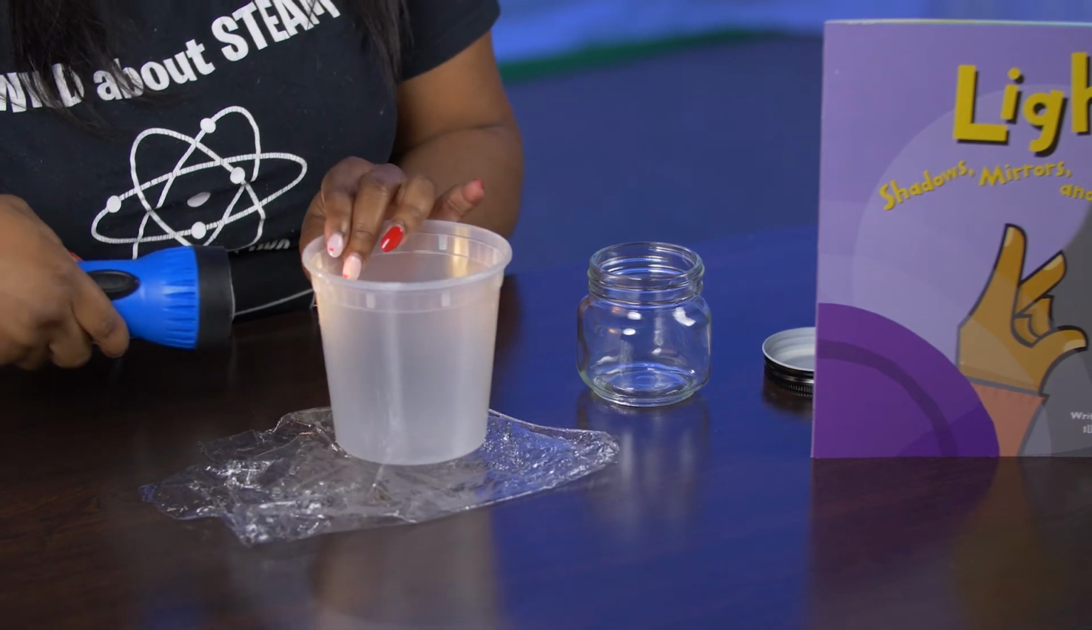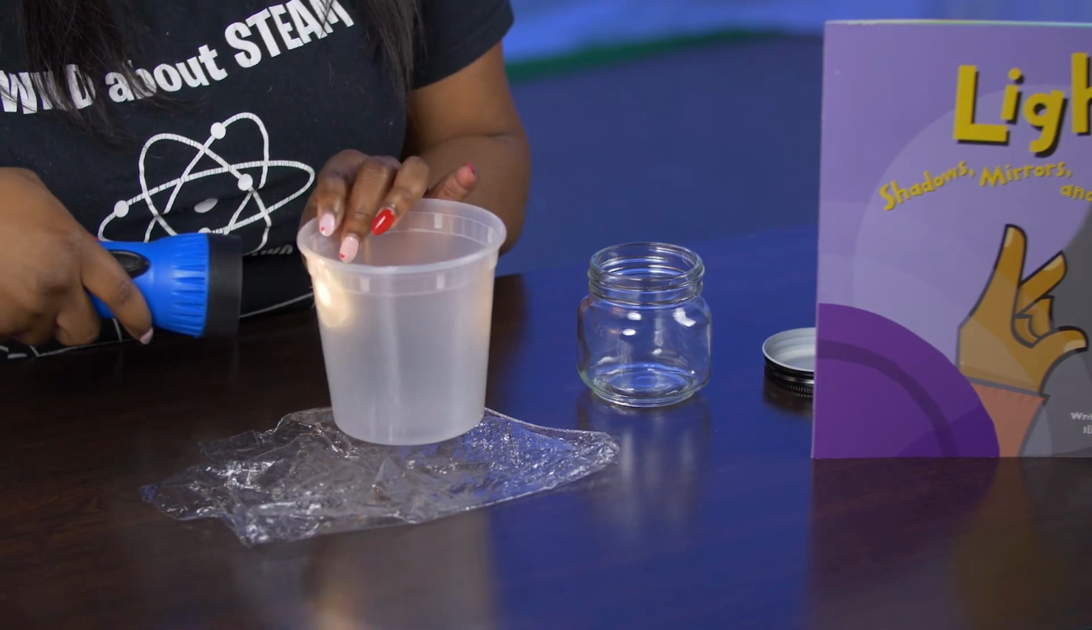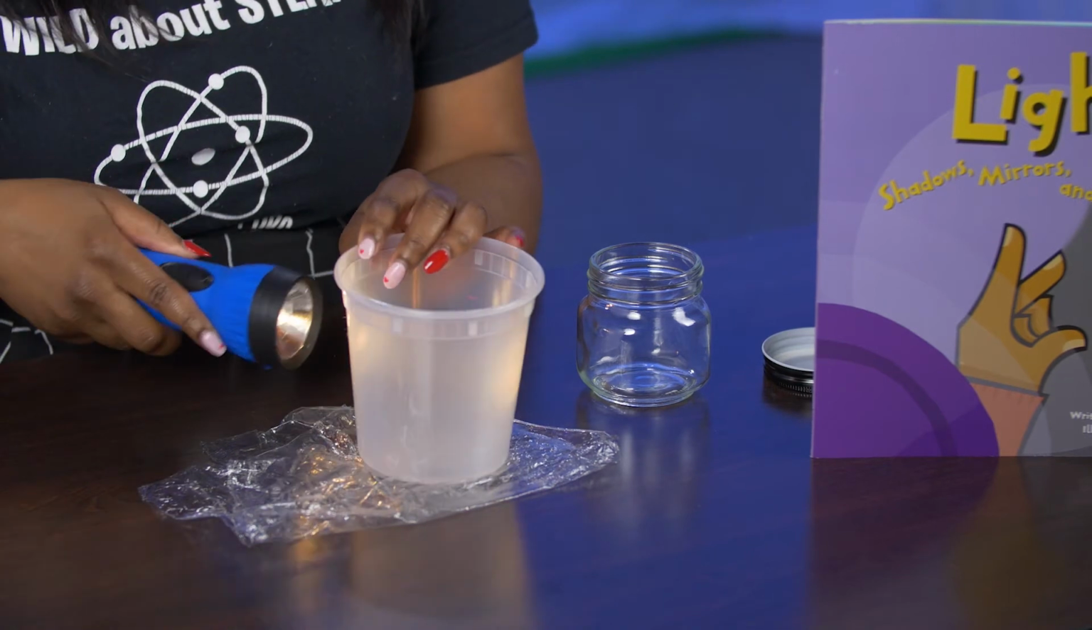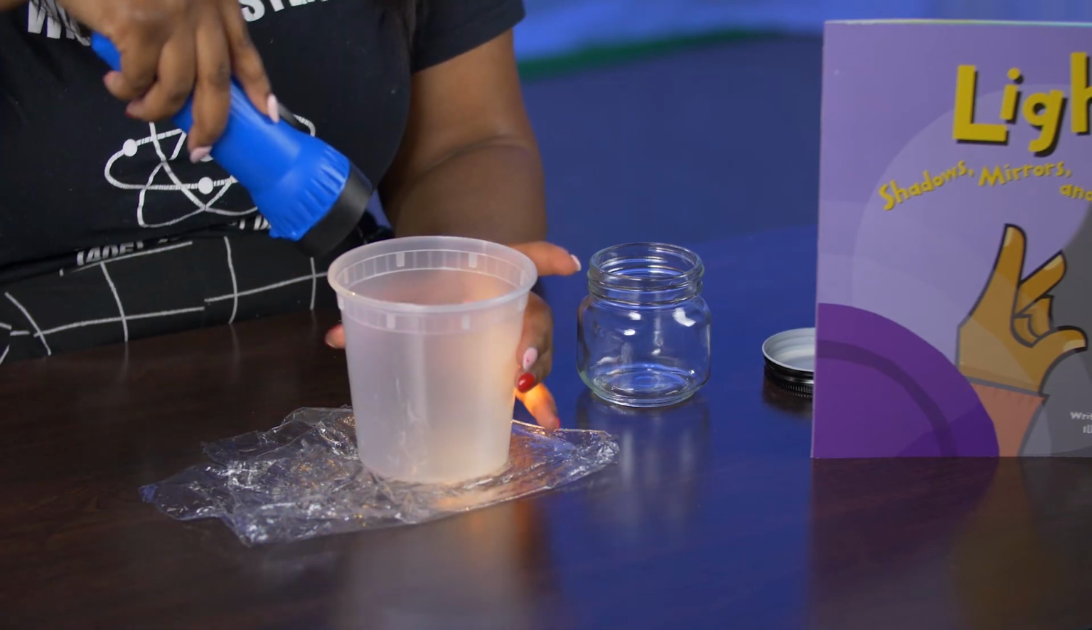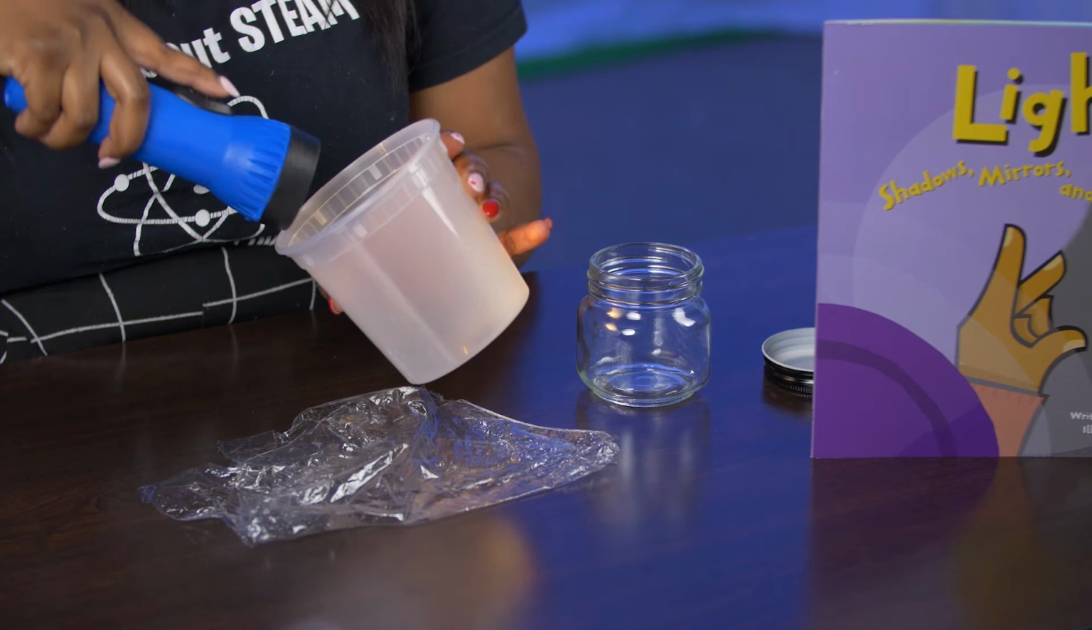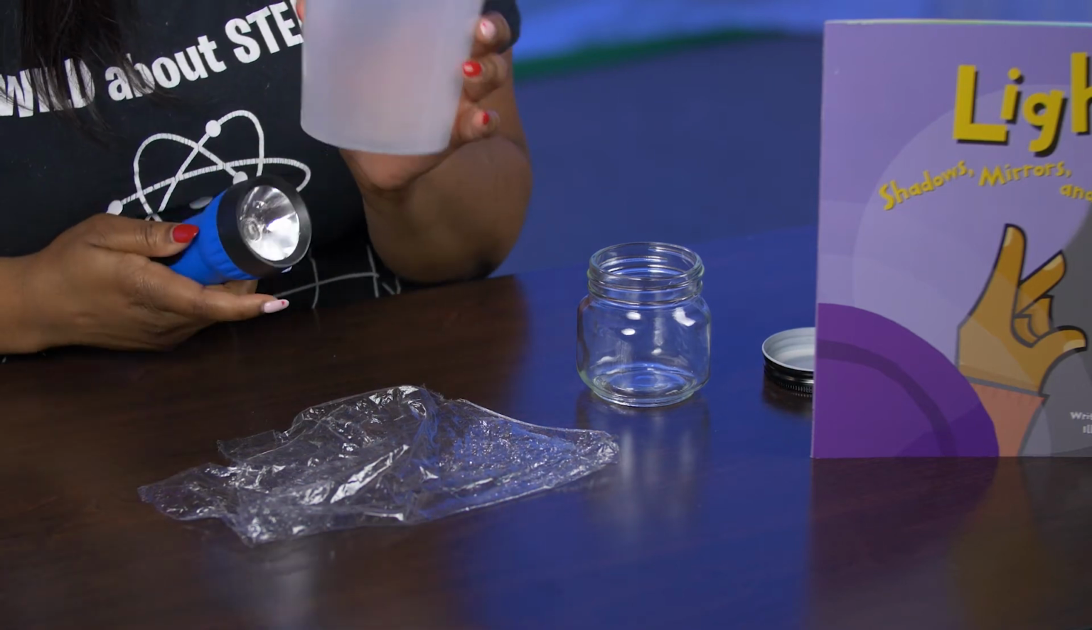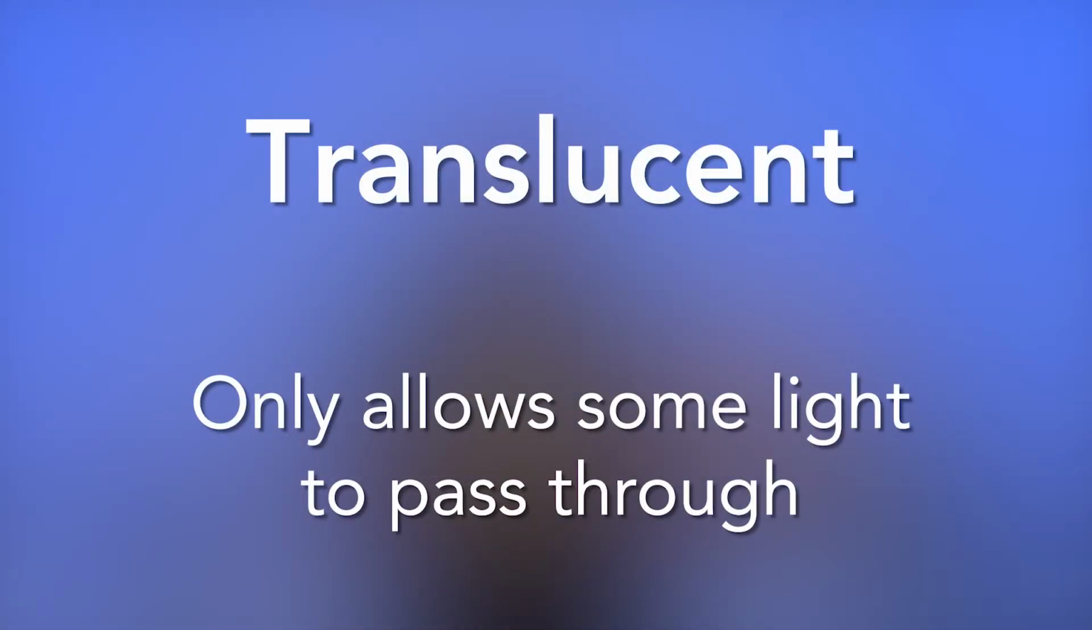So what did you notice about the light this time? Hopefully you notice that while pointing your light source, only some of the light is able to pass through. This is what we call translucent. A translucent object only allows for some light to pass through. In fact, translucent objects cause light to bounce off the object and scatter.